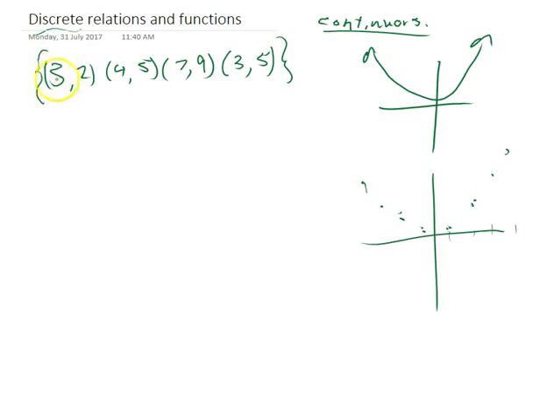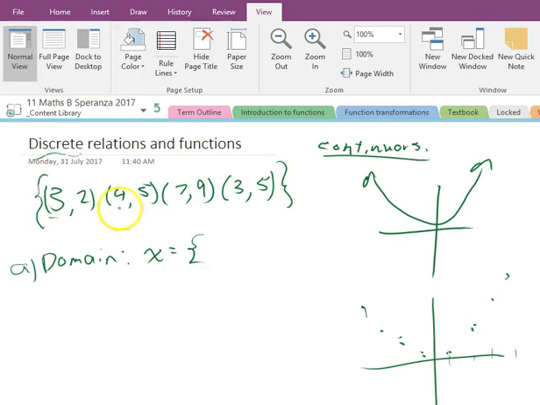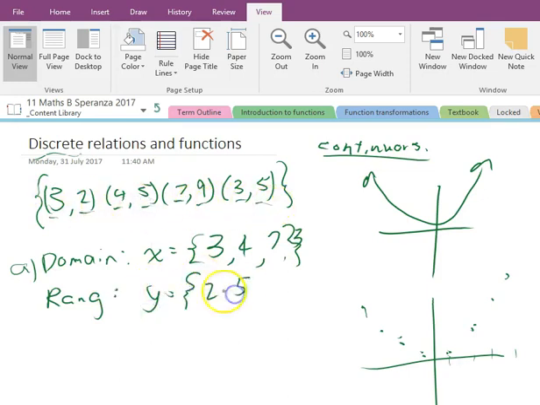So here's an example of a discrete relation here. 4 points: (3, 2), (4, 5), (7, 9), (3, 5). Now the domain is all of the possible x values. There's only 4 possible x values here. Keep an eye on my notation here: 3, 4, 7, 3. And the range, y, is all the y values: 2, 5, 9, 5.